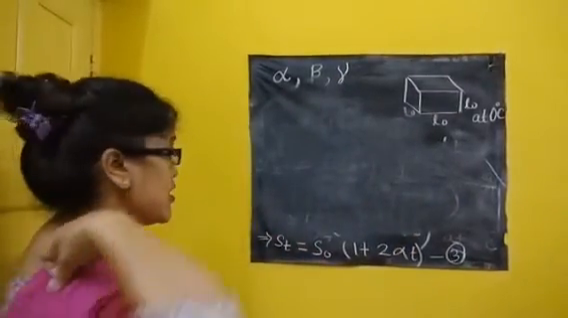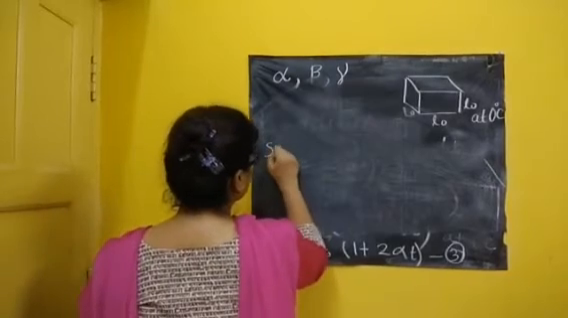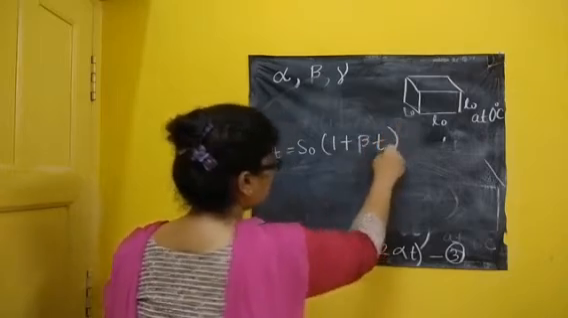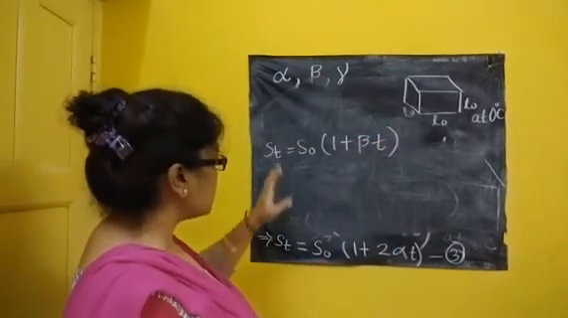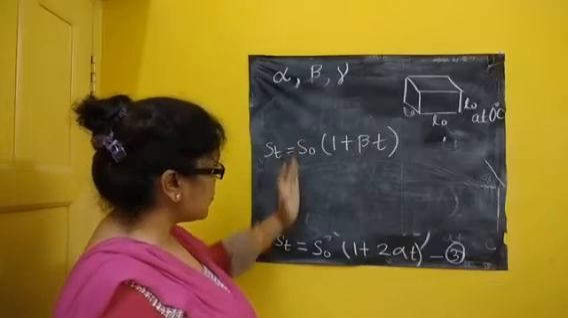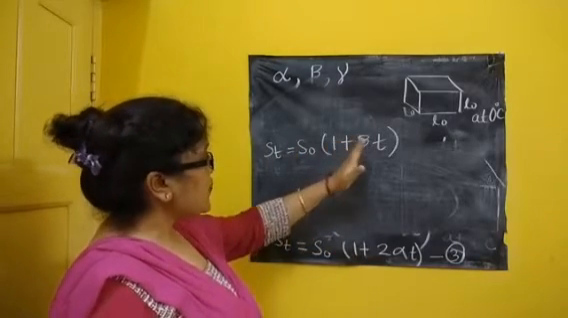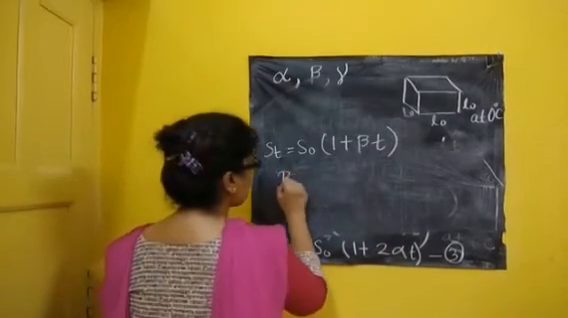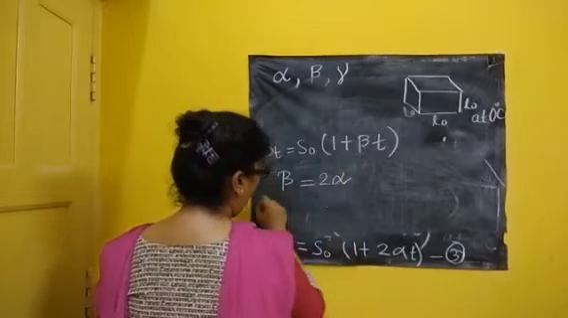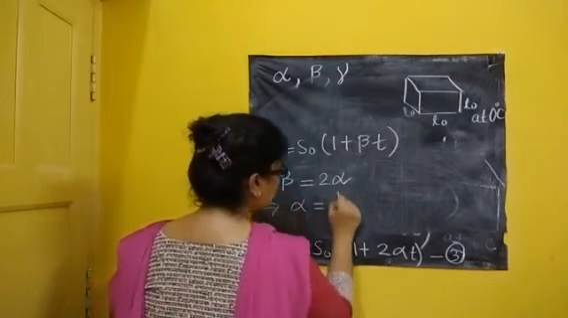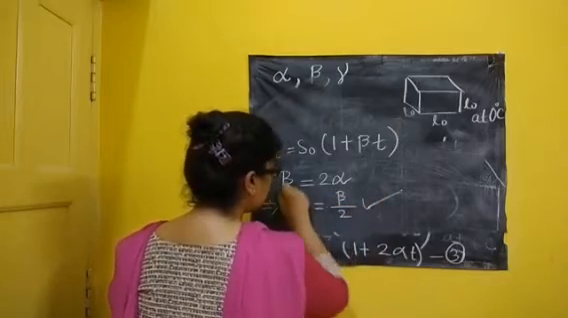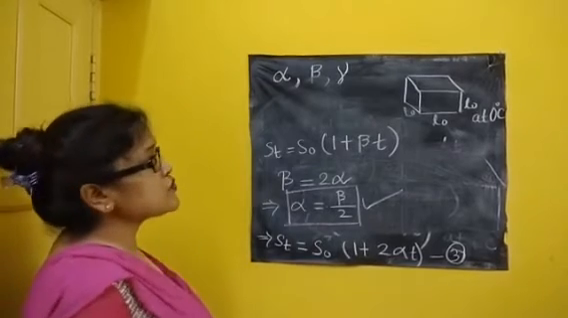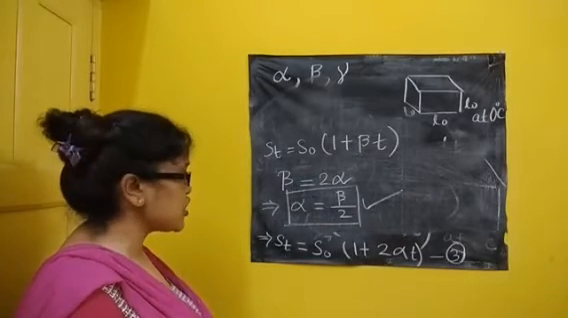We know actually St equals S0 (1 plus beta t). So if I do the comparison between these two, St, S0, 1, beta t is equal to 2 alpha t. So from there what I can write is beta equals 2 alpha, or alpha equals beta by 2. This is the first relation which equalizes the coefficient of linear expansion and the coefficient of superficial expansion.